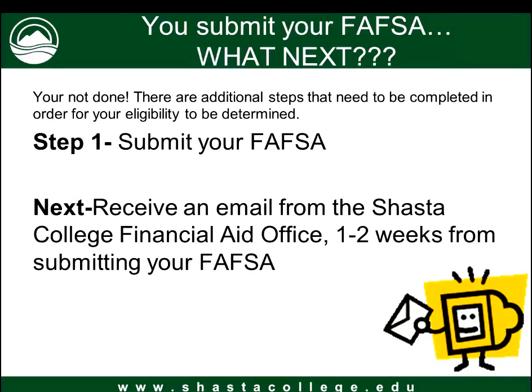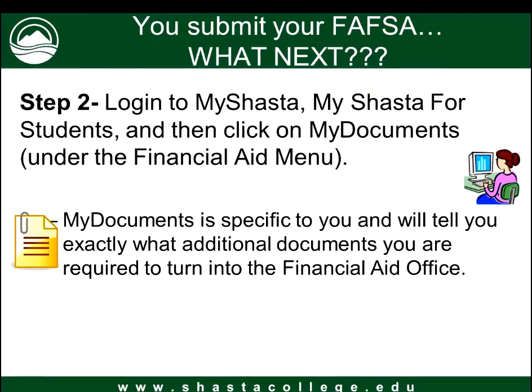Once the Shasta College Financial Aid Office has received your FAFSA, you will receive an email notification, which usually takes about 1 to 2 weeks after you submit your FAFSA. Once you receive the email notification from the Financial Aid Office, this is your cue to move on to step 2, which is submitting additional documents to the Financial Aid Office for further processing. You will want to log into My Shasta and go to My Shasta for Students. Next, click on My Documents under the Financial Aid menu. My Documents is specific to you and will tell you exactly what additional documents you are required to turn into the Financial Aid Office. For more detailed information on Step 2, watch the Step 2 video.